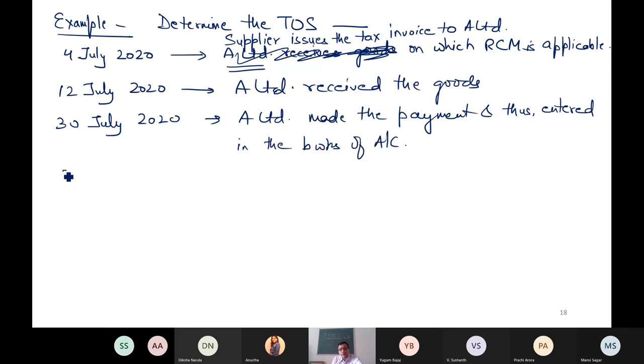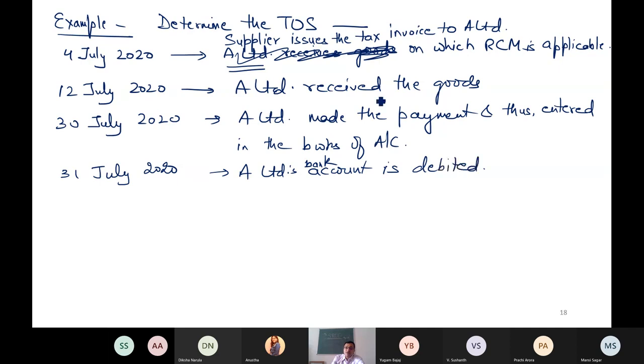And on 31st July, A Limited's bank account is debited. Because it is possible that on 30th July, the payment is made through check. And next day the check was encashed. So technically debit will happen on 31st July. But since I made the payment through check, I entered it in the books of account.